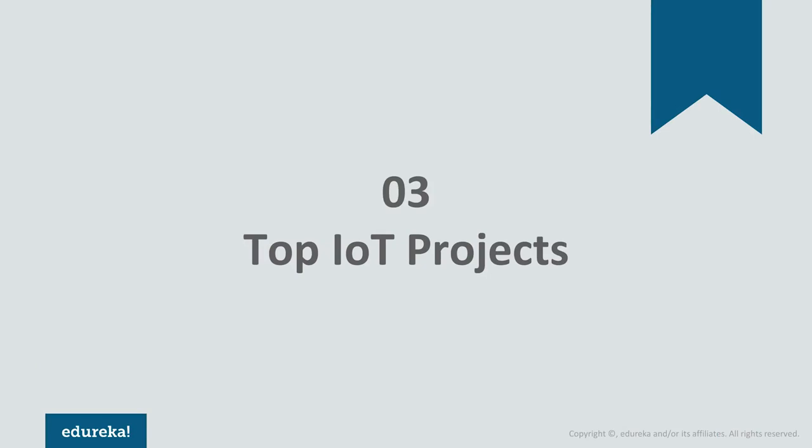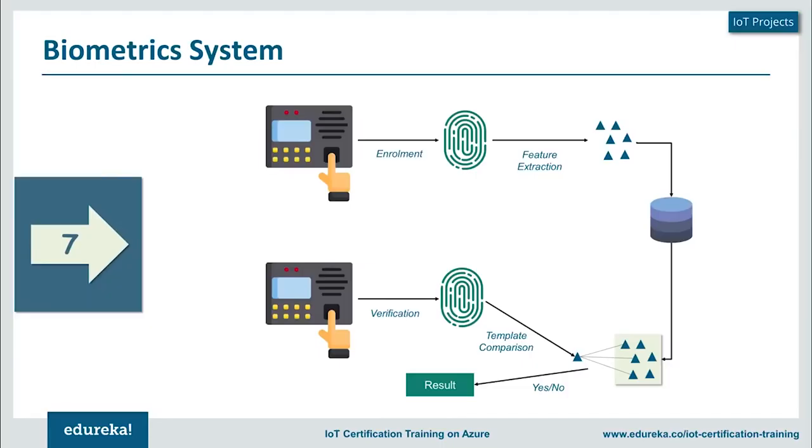In this session, we will be talking about the top 7 projects which are outstanding themselves in the Internet of Things domain. Now let's talk about each of these projects. Let's start with number 7, which is a biometric system. Now, a biometric system is something that we always encounter on our daily basis as well, because we always either use a fingerprint sensor or we use an iris scanning. So it depends from organization to organization.